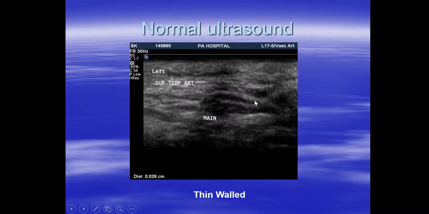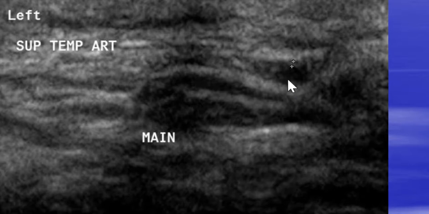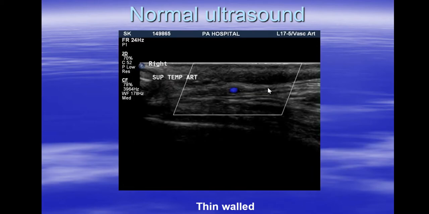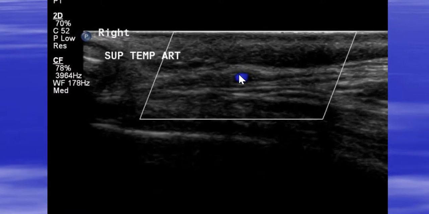So here's a normal ultrasound. We've got the main superficial temporal artery, and I just measure the wall anteriorly from there to there, and you can see that's 0.026 of a centimetre, or 0.26 of a millimetre, so that's well within normal limits. Once again, just using the colour to guide you, you can see quite a thin little wall there.